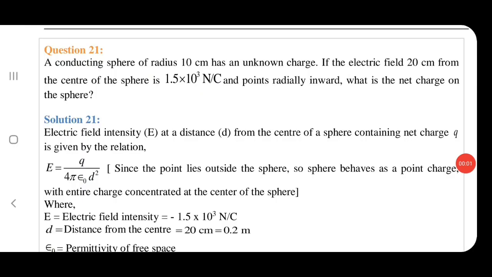Now coming to question number 21. A conducting sphere of radius 10 centimeter has an unknown charge. If the electric field 20 centimeter from the center of the sphere is 1.5 into 10 cube Newton per coulomb and points radially inward, what is the net charge on the sphere? That's what you are asked to find.